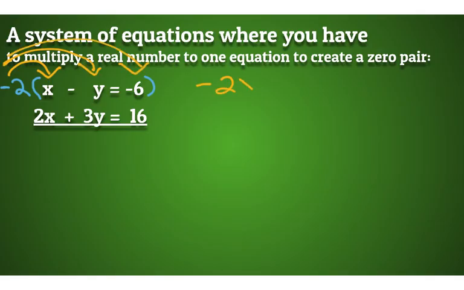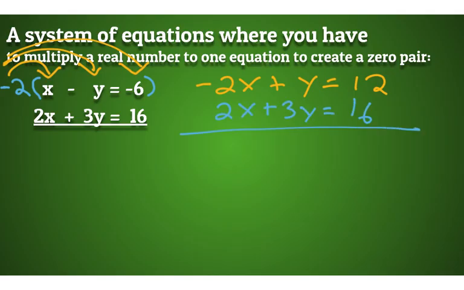So I'm going to get -2x plus y equals a positive 12. And then I'm going to rewrite the other equation right underneath it and then solve through elimination. And here I see I have a -2x plus 2x. That's going to be our zero pair. I cross it out. I'm left with y. And all I have to do is add vertically. So remember, there's an imaginary 1 right there. And it's going to be 4y equals 28. My last step is I divide 4 on each side. And I'm left with y equals 7.